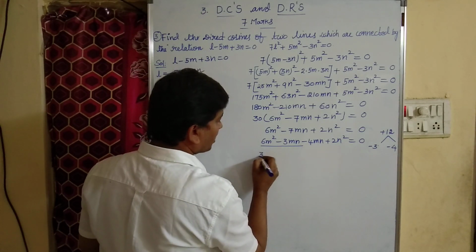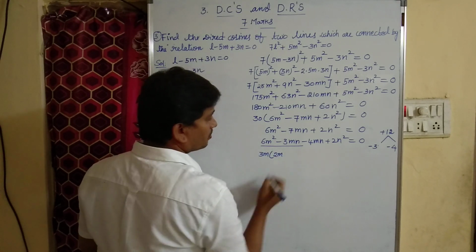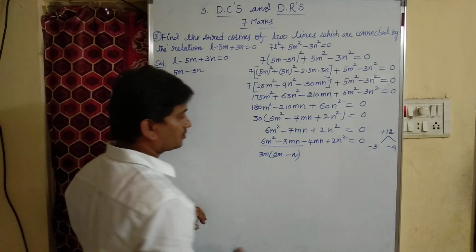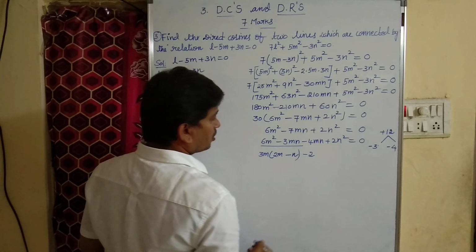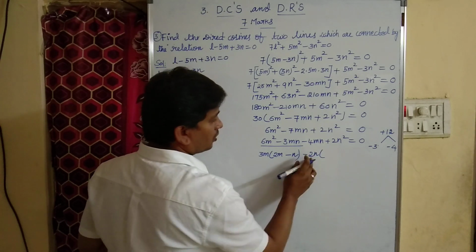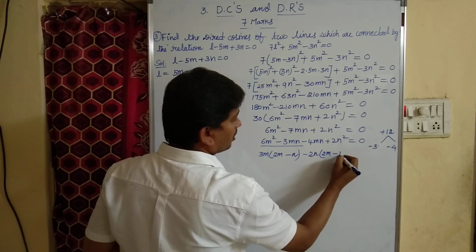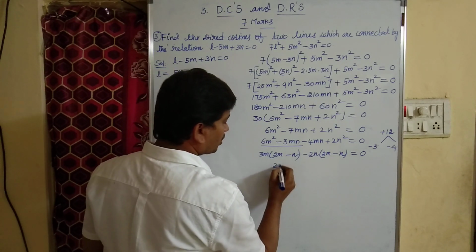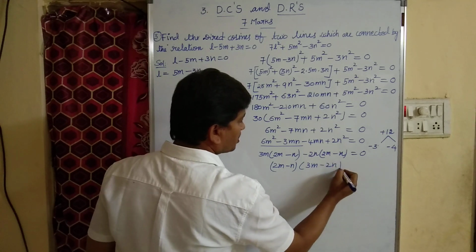From these two terms, if I take 3m as common, 3m into 2m minus n, and from these two terms, I can take minus 2n as common, 2 2s are 4, that is 2m minus n, that is equal to 0. Now from these two terms I can take 2m minus n as common. Again I will get 3m minus 2n, which is equal to 0.